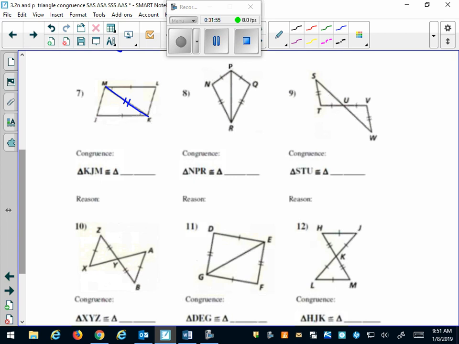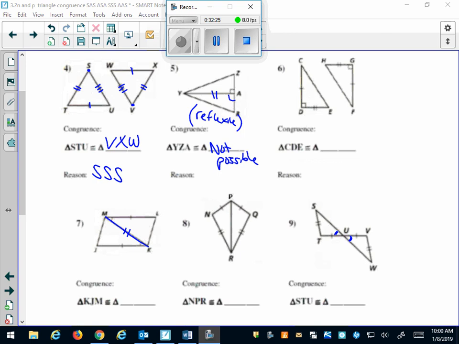But let's look at number 9. What could we mark on this one? Vertical angles, exactly. You could mark this angle congruent to that angle. And then see if that gives you enough information for a use of one of the postulates. Okay, I'm going to pause right here and let you guys practice.